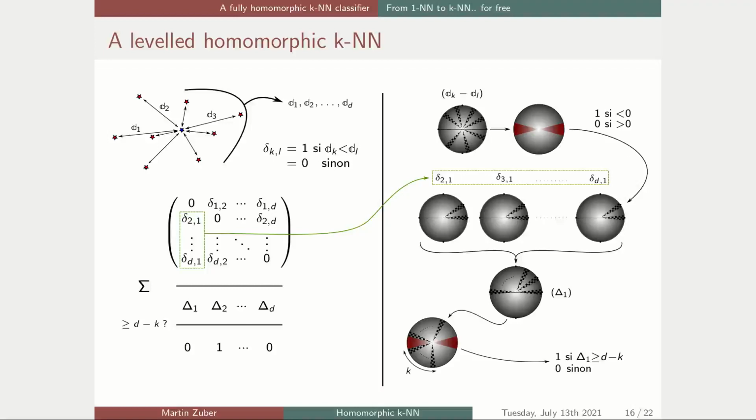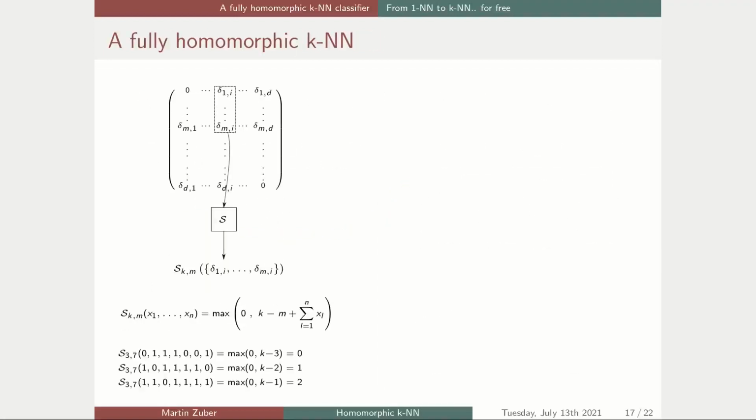Now transforming this leveled computation into a fully homomorphic computation means introducing a scoring operation, which we're going to apply on a subset of deltas from a column. What this scoring operation will do on this subset is start with a score of k, and then every time it finds a 0, it's going to reduce the score by 1. This is interesting for us because, of course, if there are more than k zeros in a single column, that means that the distance in question is not among the k smallest distances.